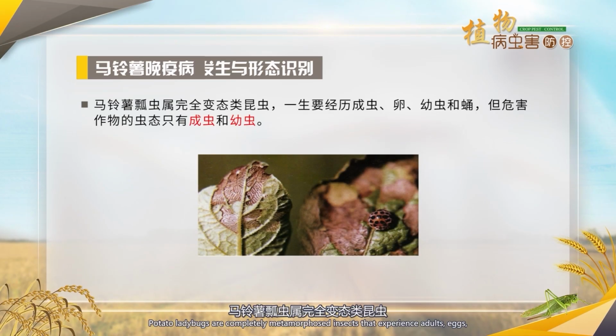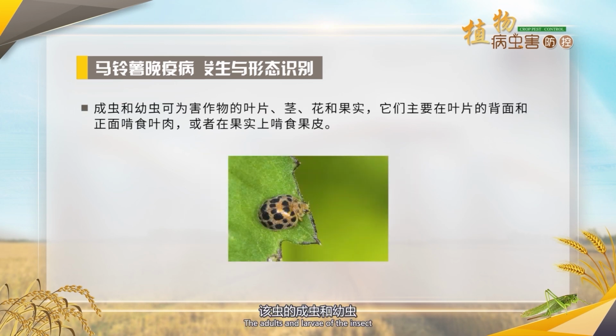Potato ladybugs are completely metamorphosed insects that experience adult, egg, larva, and pupa stages throughout their lifetime, but only adults and larvae are harmful to crops. The adults and larvae of the insect can harm the leaves, stems, flowers, and fruits of the crop. They mainly gnaw on the back and front of the leaves or on the skin of the fruit.